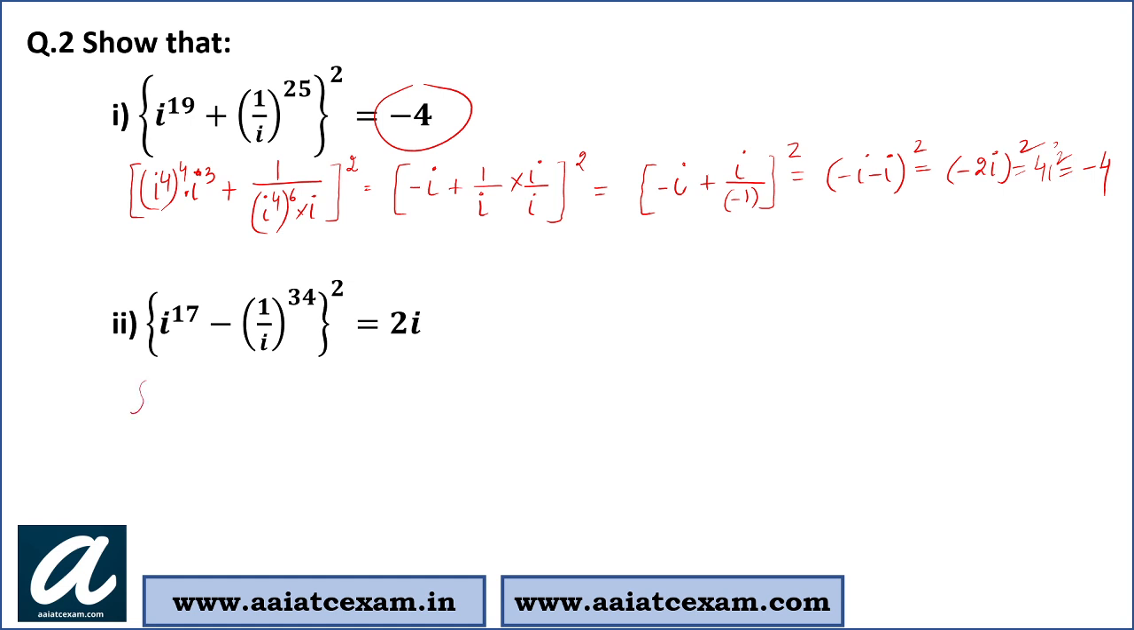Next question is iota raised to the power 17. I can write, students, iota raised to power 4 whole raised to power 4 into iota minus 1 upon iota raised to the power 4 whole raised to power 8 into iota square, students, and you can write the square term here. Please try to solve it by yourself, students, because I have taught you every topic here.